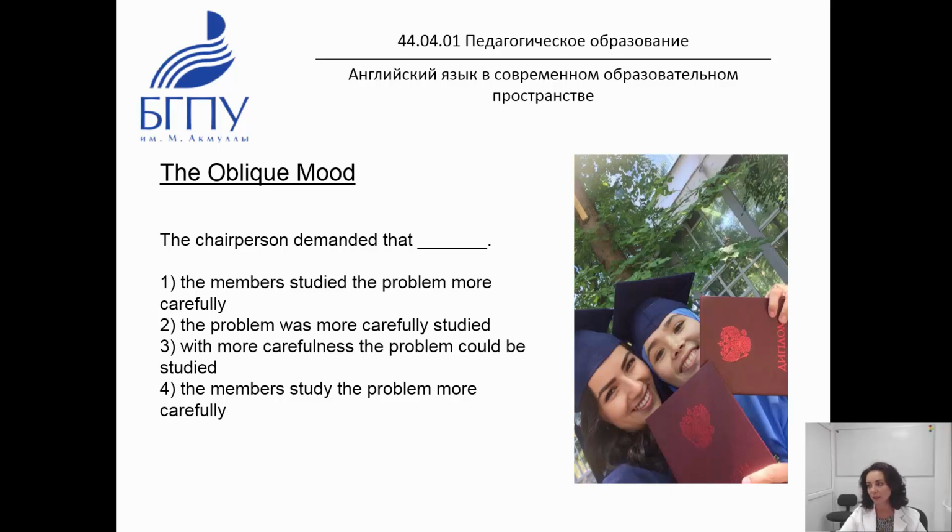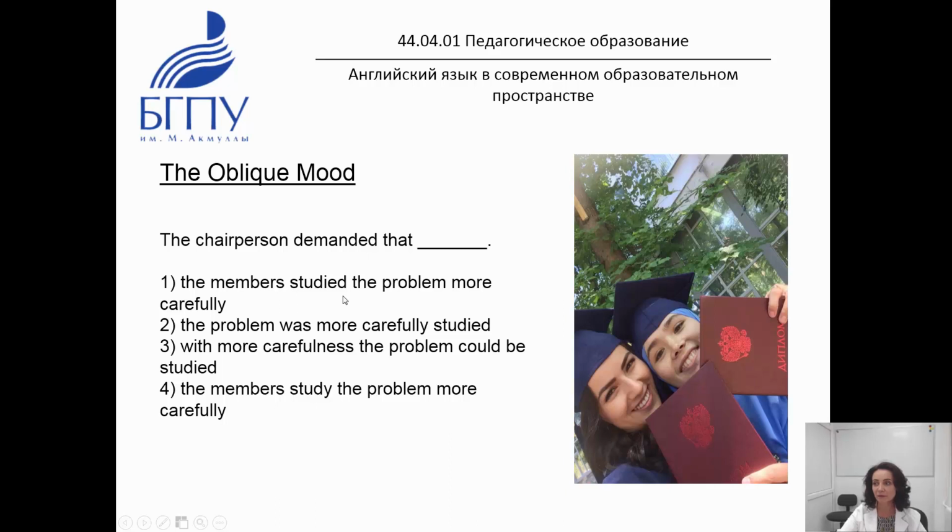Simultaneity means одновременность, and should plus the perfect infinitive shows the priority. And the essential thing as far as the suppositional mood is concerned is that should might be omitted altogether. Let us consider the suggested options. The members studied the problem more carefully.